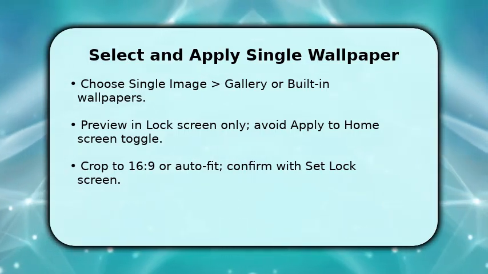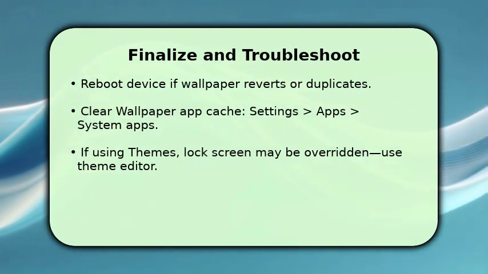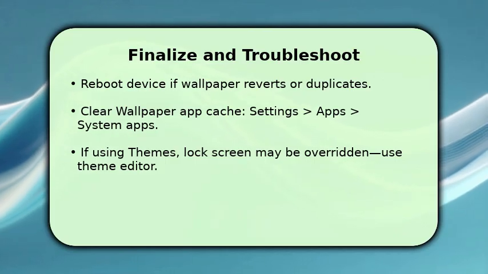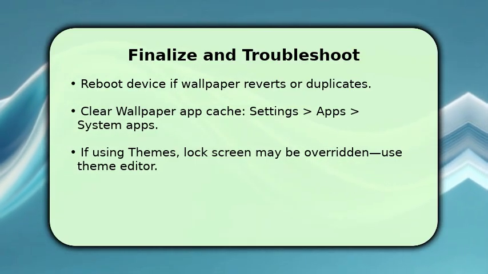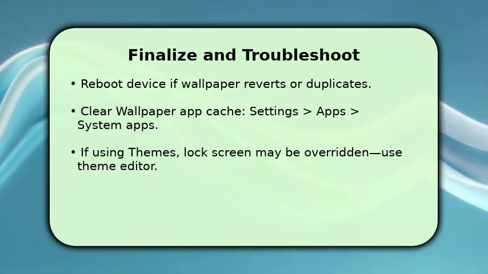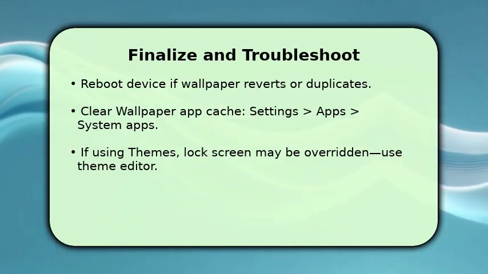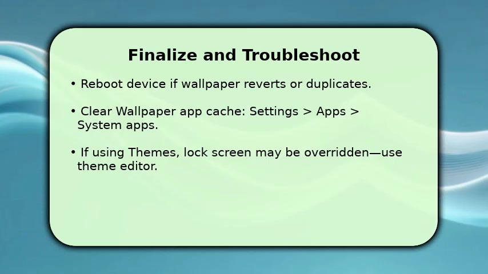To finish, lock your device and check the new lock screen image. If it reverts or also changes your home screen, reboot the phone first. This often clears temporary state. If problems persist, clear the Wallpaper app cache via Settings, Apps, show System Apps, Wallpaper, Storage, Clear Cache, because stale data can override your choice.